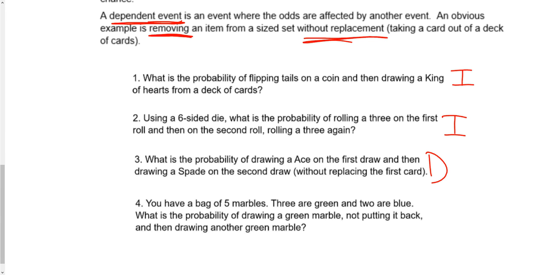The next one is, you have a bag of 5 marbles. 3 of them are green and 2 of them are blue. What is the probability of drawing a green marble, not putting it back, and then drawing another green marble?